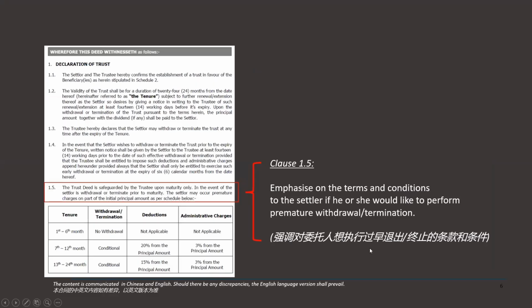Okay, 18%. So trust deed is safeguarded by the trustee upon maturity only. In the event a settlor withdraw or terminate prior to maturity, settlor may accrue premature charges on part of the initial principal amount as the schedule below, which I've shown you just now. Okay.